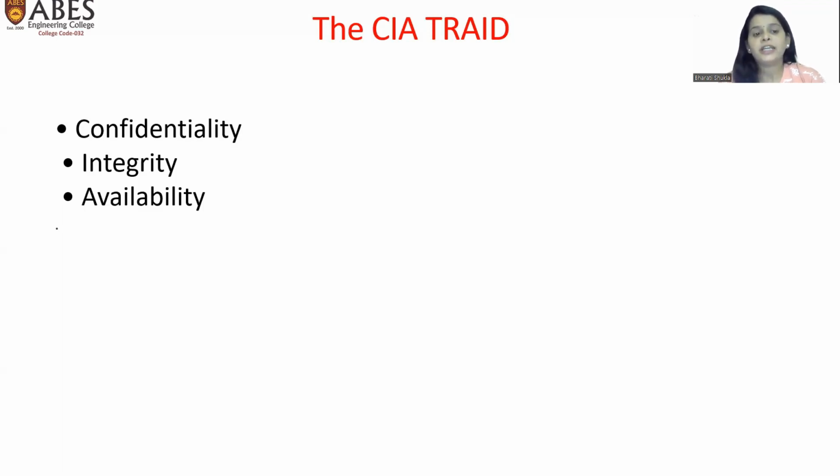Next term is integrity. Integrity means trustworthiness. It means the data is protected from being modified by an unauthorized party. The data cannot be modified or manipulated by unauthorized users. Next term is availability. Availability means data is available to the user only when it's needed. It means when the data is required by the user, it must be available. So these three terms are known as the CIA traits: confidentiality of data, integrity of data, and availability of data. These three terms are the most important terms for the purpose of computer security.